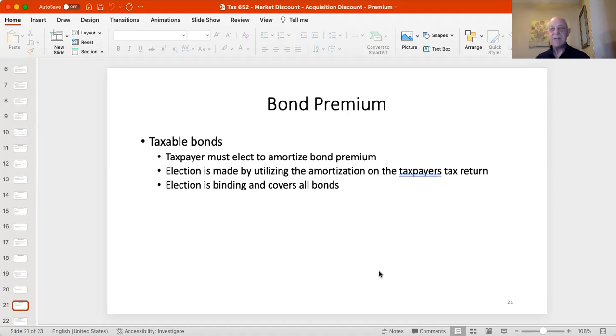If it's a taxable bond, you must elect to be able to amortize the bond premium. And how do you elect? You just do it on your tax return. There's no special form, there's no special statement, you just do it. And then once you do it, the election is binding and it covers all bonds. There's absolutely no reason not to do it. So we'll go through an example and I'll show you why you're always going to want to amortize bond premium.